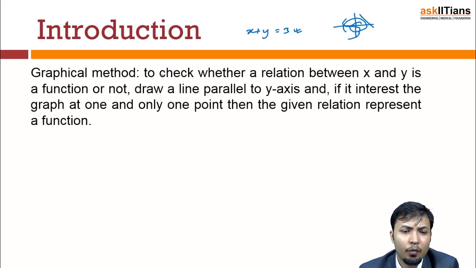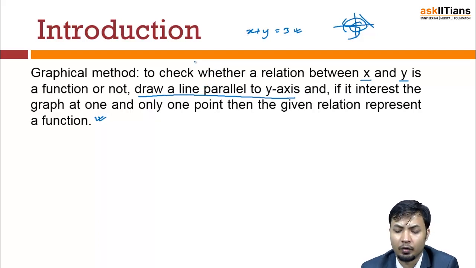What do we do with that? We basically need to check whether a relation between x and y is a function or not. How do we do that? We draw a line parallel to the y-axis, and if it intersects the graph at one and only one point, then the given relation represents a function. So basically we correlate the x and y graph, and we see whether or not the given value for the given input is true.